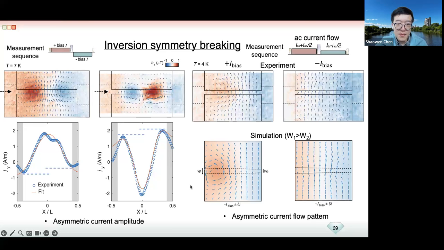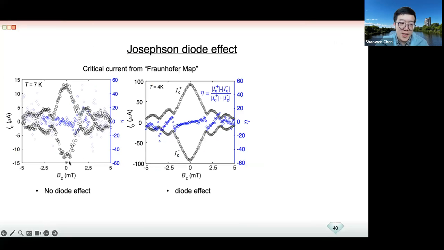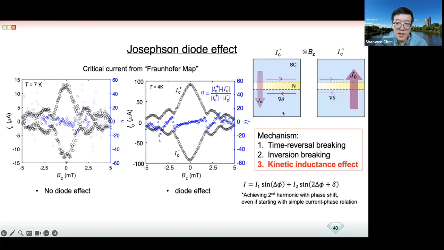However, essentially what we're saying is that both at 7 Kelvin and 4 Kelvin, we have inversion symmetry and time reversal symmetry breaking, but that is not enough to cause the diode effect, because we don't see it at 7 Kelvin, but we do see it at 4 Kelvin. The difference here is really how strong our junction is, or how strong this Josephson current induced phase is, or how strong the kinetic inductance effect is.